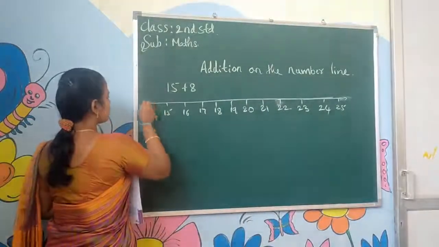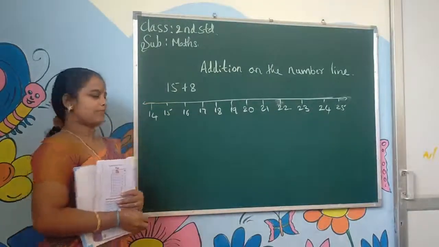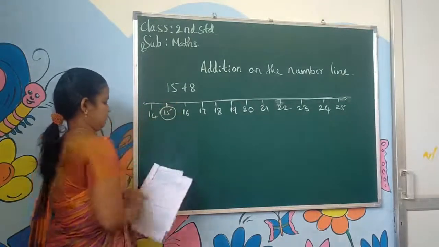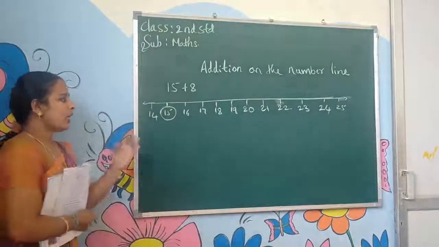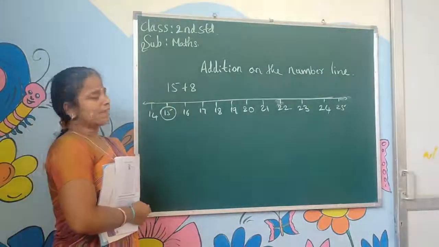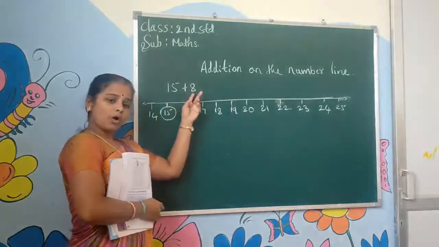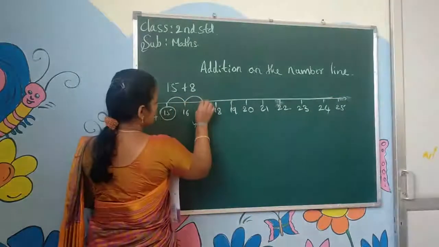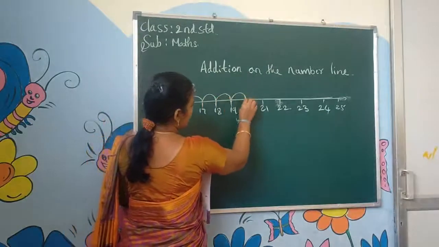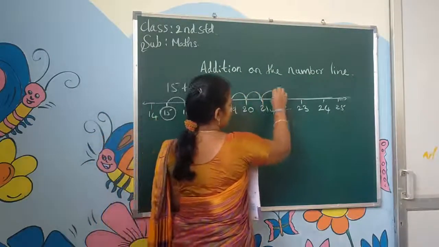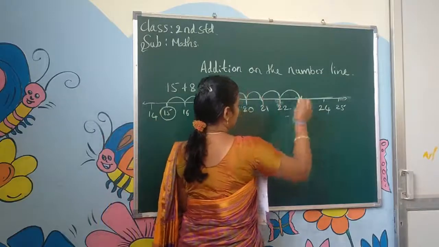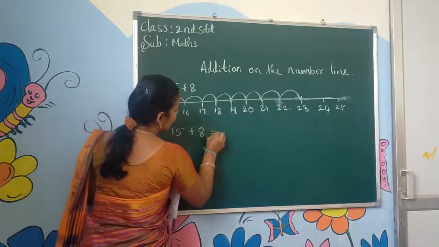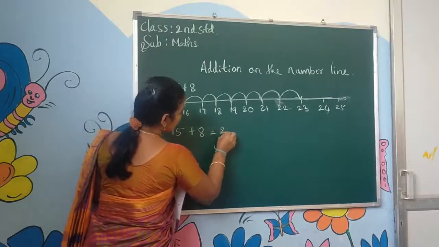So, yes. Where is 15? Here. Now, circle it. Circle it and you have to go forward. How many numbers? 8. How much are we adding here? 8, no? So, 1, 2, 3, 4, 5, 6, 7 and 8. Yes. 15 plus 8 equals how much? 23.